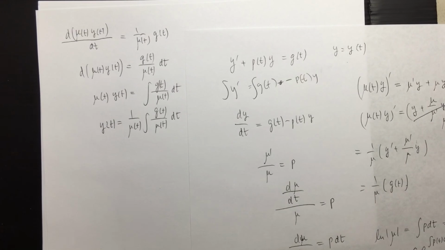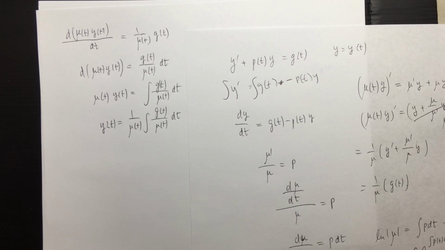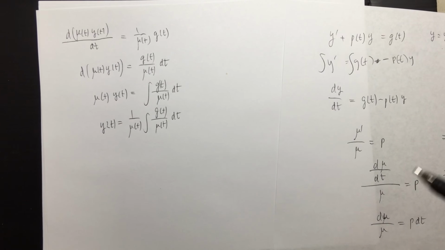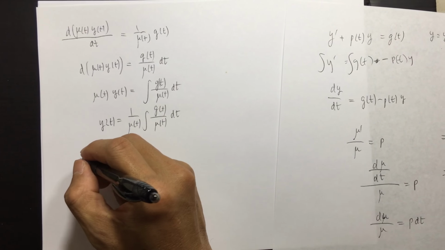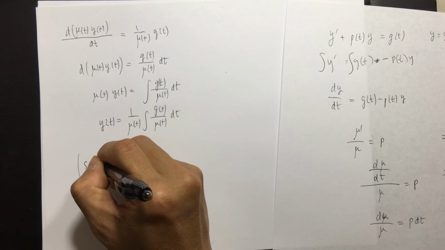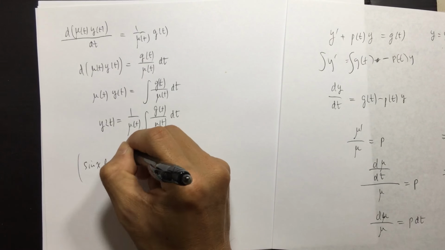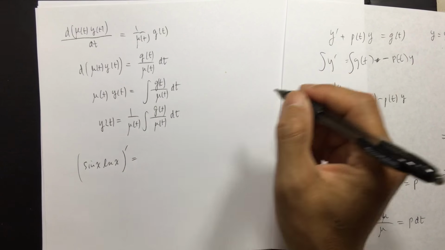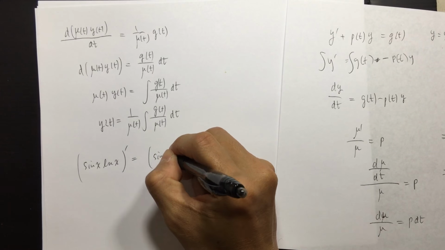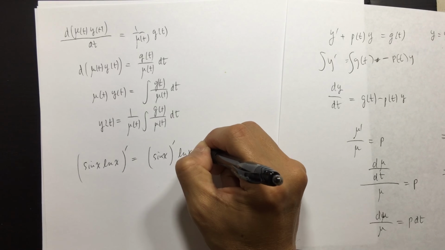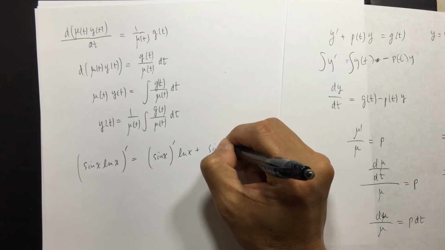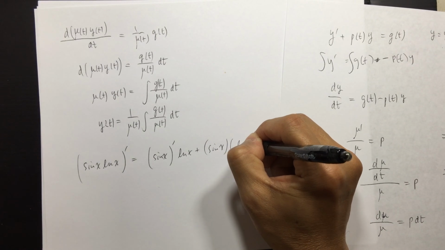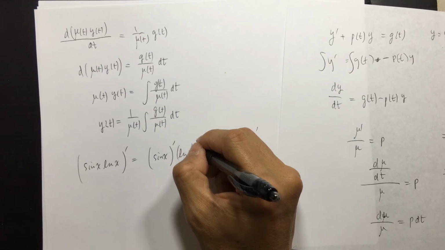I want to say a little bit more about this because I don't think we mentioned this when we were doing the differential. Let's say you want to take a derivative of sine x and log x. You want to take a derivative of this, then you don't know how to do it, right? Anything that multiplies together, you can use this formula. It's sine x, you take a derivative, log x, plus sine x, log x, you take a derivative.